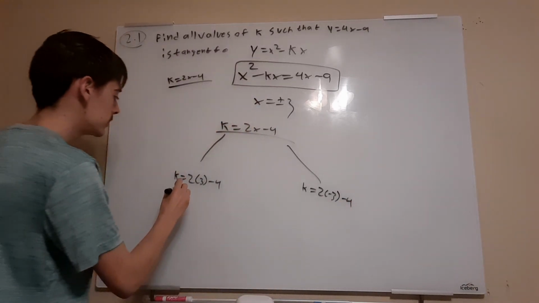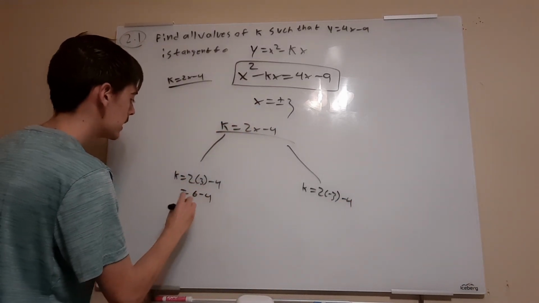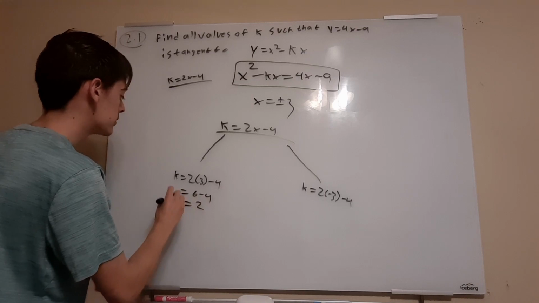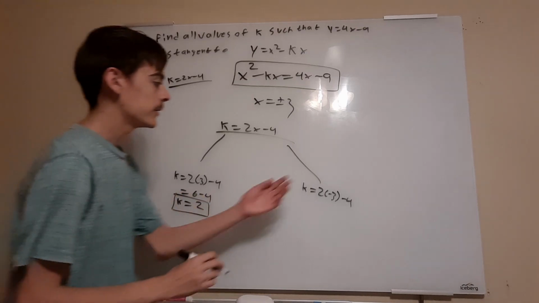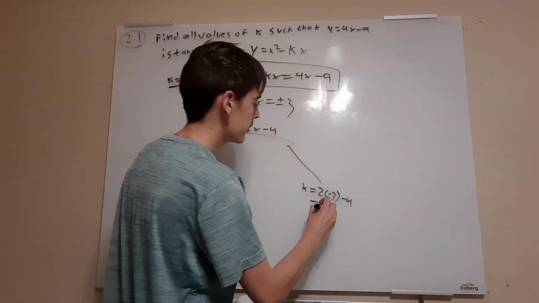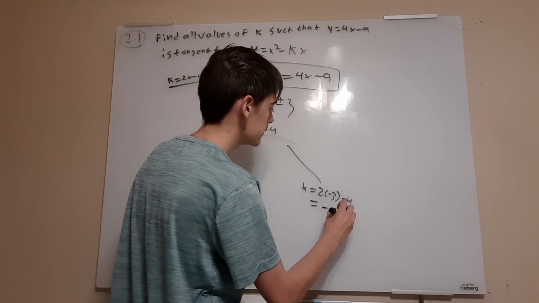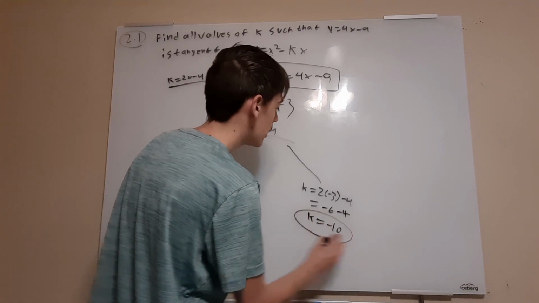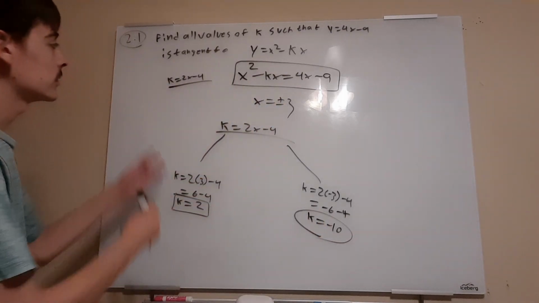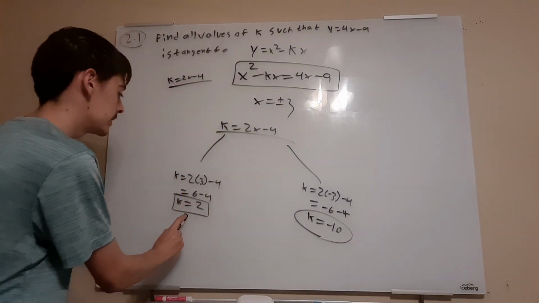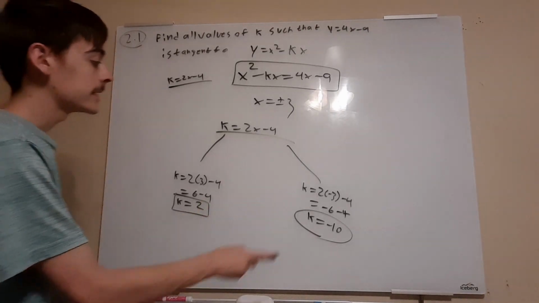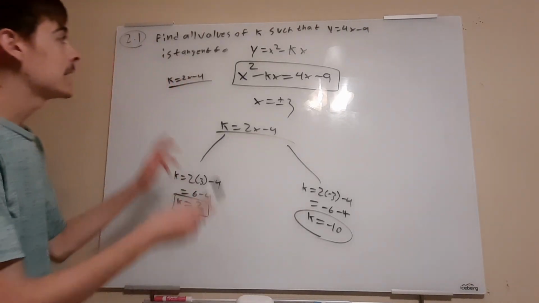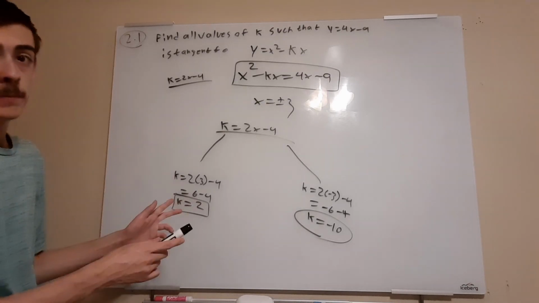Starting on the left side, this will equal 6 minus 4, and this is going to equal 2. So k equals 2. If we go over here, it's going to equal 2 times negative 3, which is negative 6. Negative 6 minus 4 will equal negative 10. So our two answers for this equation, or question, are k equals 2 and k equals negative 10. And that is how we deal with this kind of problem.